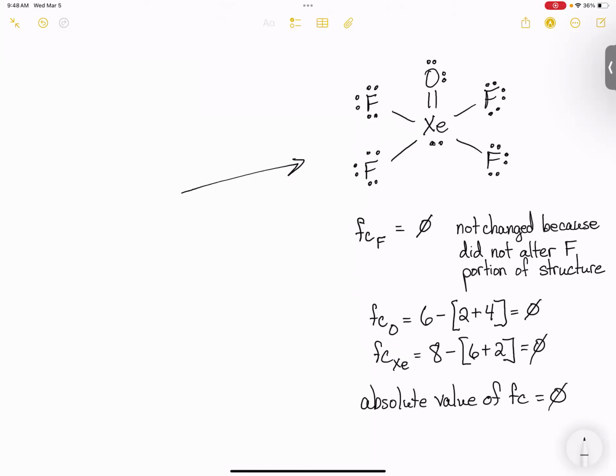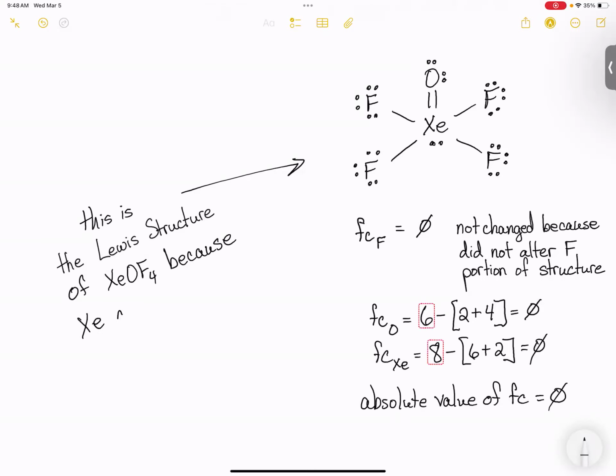So this is the Lewis structure of XeOF4, because xenon can have an expanded octet and formal charge has been reduced to 0.